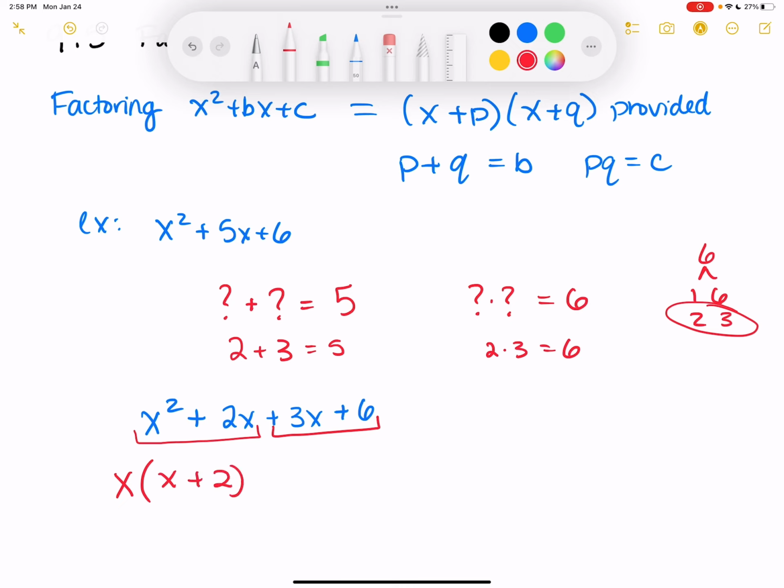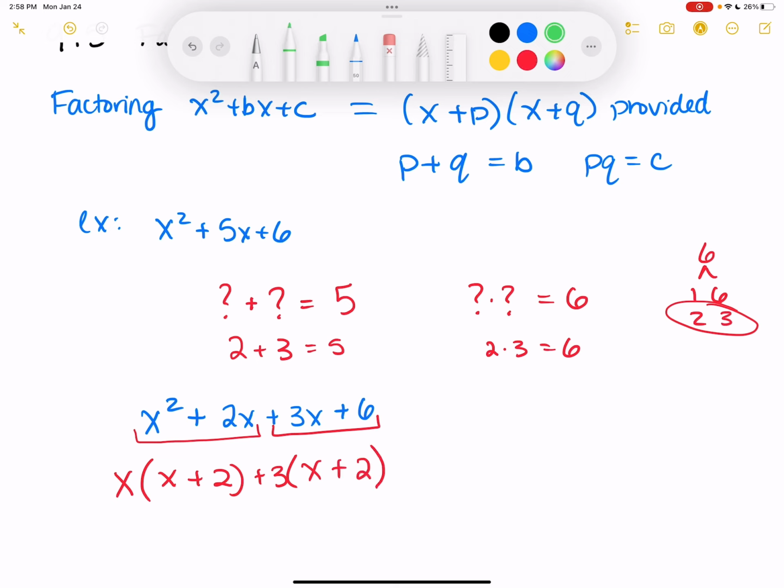Now, what's the biggest thing I can take out of this part? 3. So we write down the 3 and then a parentheses. So if I take out the 3, what am I left with? I'm taking a 3 out of both pieces. So x plus 2. Now, something to note. This and this has to match. If they don't match, something's wrong. It means you either didn't factor out something big enough or you factored it out incorrectly, something like that. They have to match.